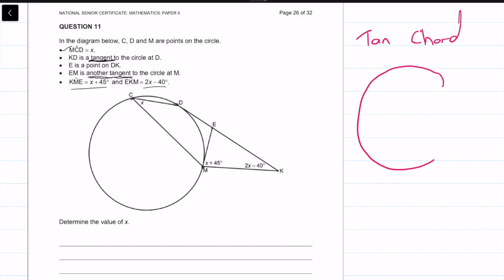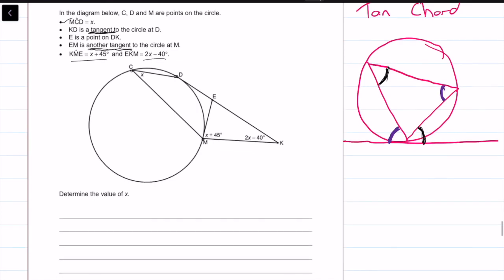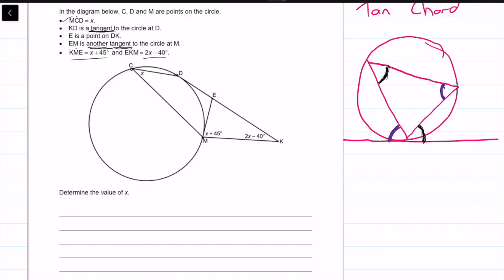If we have a circle and we have a tangent to the circle, then we have a triangle of some sort. What the Tan Chord theorem tells us is that this angle right here is equal to this angle right here. And similarly, this angle right here is equal to this angle right here. At this point, you may be wondering how this helps us.